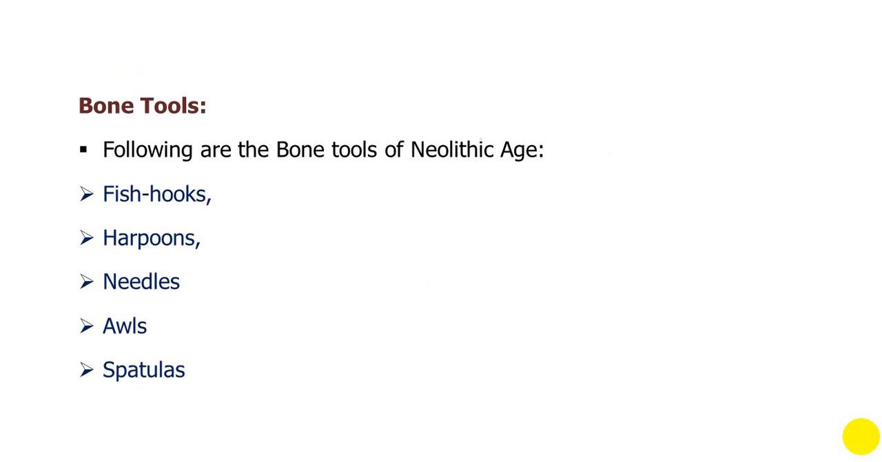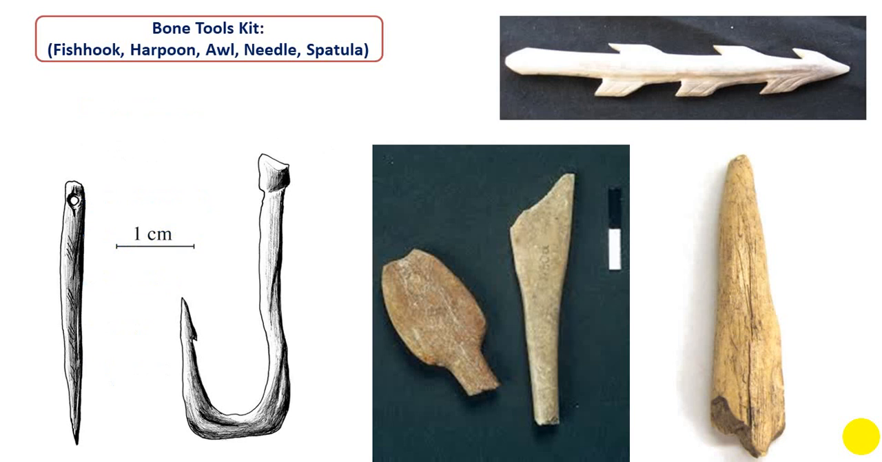Bone tools were also introduced in this period, and these include fish hooks, harpoons, needles, awls, and spatulas. You can see different kinds of bone tools.